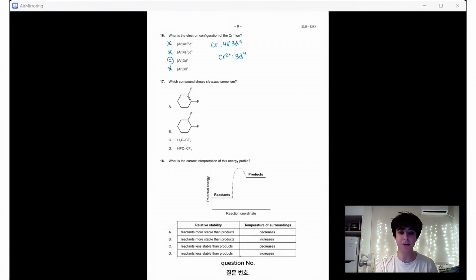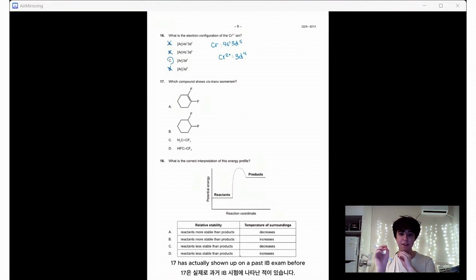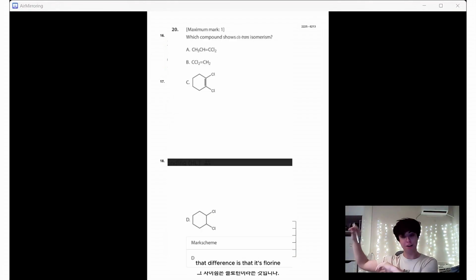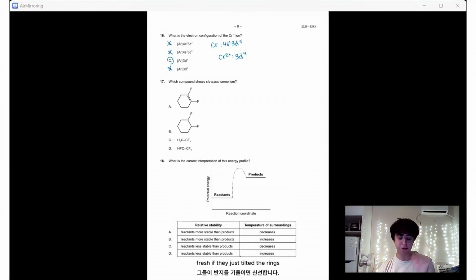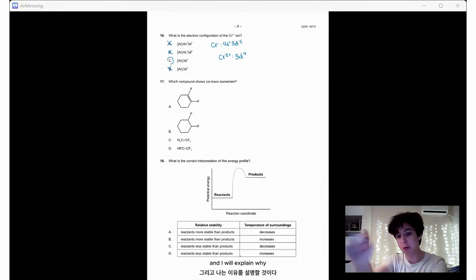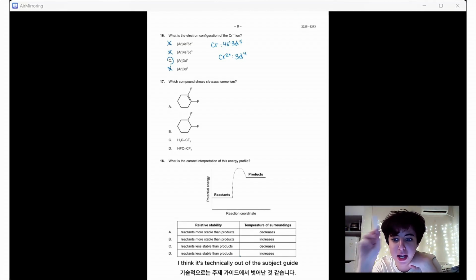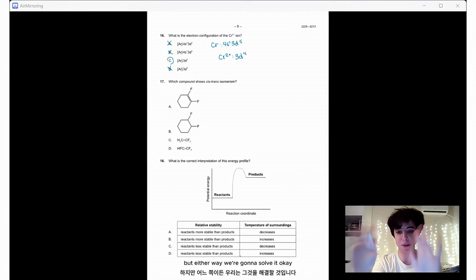Okay, so question number 17 has actually shown up on a past IB exam before. I will put a screenshot of that question here. The only thing that differs is that it's fluorine instead of chlorine, and for some reason they decided, I don't know, maybe it would be funky fresh if they just tilted the rings. I don't know, like that would make a difference. But either way, this question has been done before, and I will explain why I think it's technically out of the subject guide, and I have beef with the IB for this. But either way, we're gonna solve it.